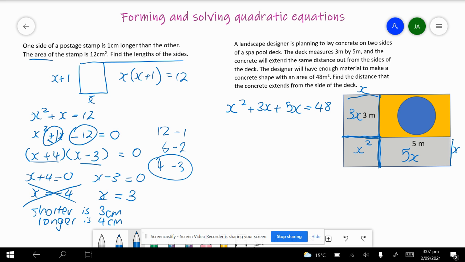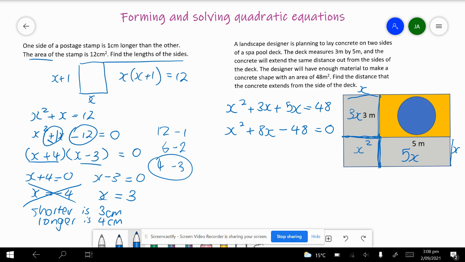Okay. This looks like a quadratic, of course, because we've got x squared in it. And to solve a quadratic, you put it equal to 0. So let's tidy this up. We've got x squared plus 8x, because 3x plus 5x equals 8x. Take away the 48, and so we have a 0 on the right-hand side of the equation.